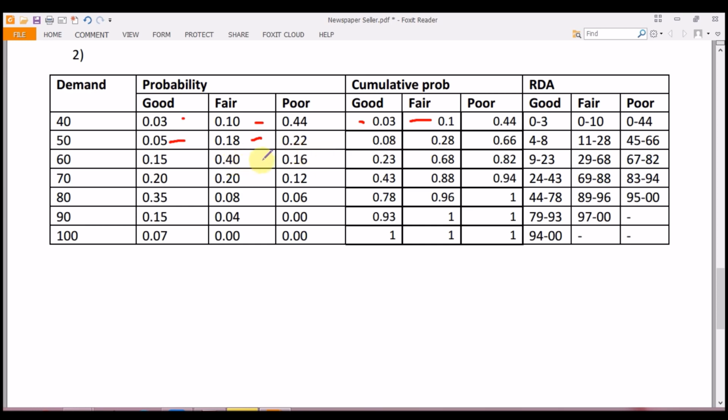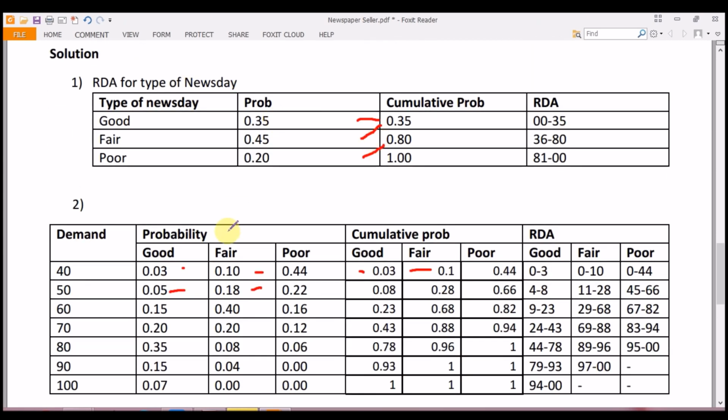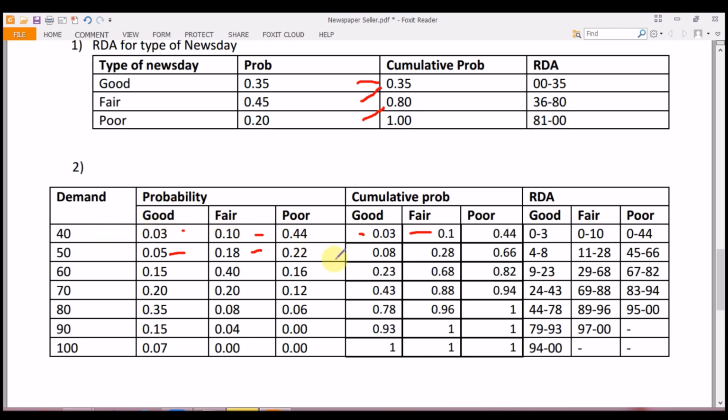Okay, now we assign the random digit. So 0 to 3 would lie here, then 4 to 8, 9 to 23, 24 to 43 and so on. Similarly for fair and poor, since 1 is there here, we just neglect the last two rows in this column, and similarly the last row in this column. So with this we calculate the two tables, one for the type of newsday and the second is the type of demand and the newsday associated. Next we should look into how we calculate the profit for each day of the demand that we have.